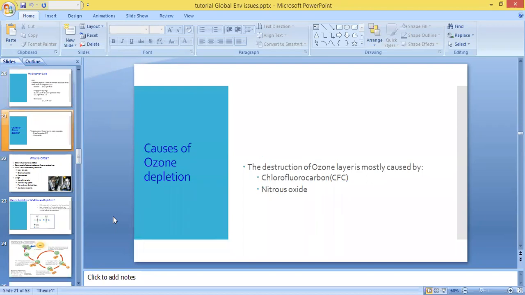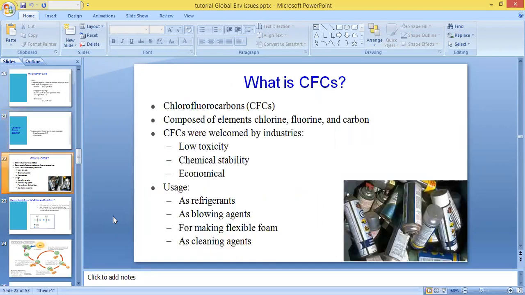So what is the cause of ozone depletion? We have learned in the earlier module regarding air pollution that the destruction of the ozone layer is mostly caused by chlorofluorocarbons. We have learned mostly everywhere that CFCs are responsible for the depletion of the ozone layer. So now, what is CFC? That we are going to discuss in detail. Then, what is another cause? Another cause is nitrous oxides. So let us see what CFCs are.